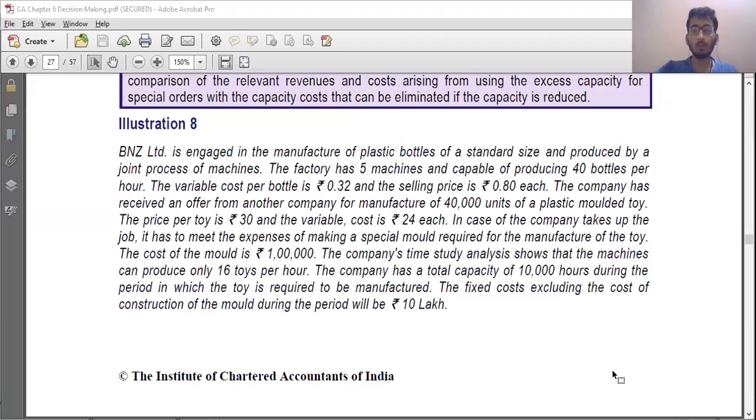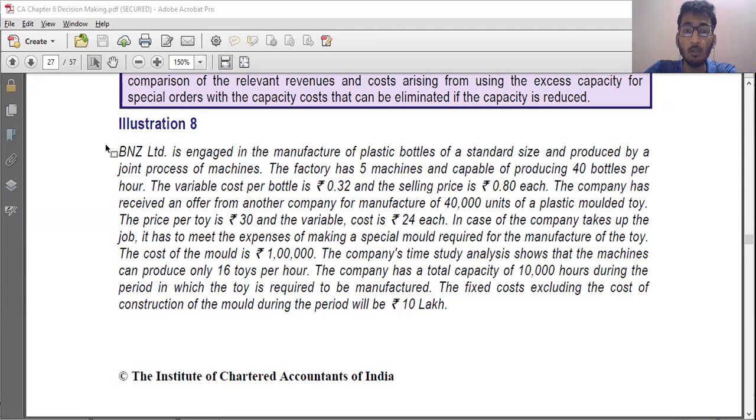Now there's one illustration in CMA material as well. So let's see that question. Now this question is really good. Okay. So BNZ Limited is engaged in manufacturing plastic bottles of a standard size, produced by the joint process of machine. The factory has a total of 5 machines and is capable of producing 40 bottles per hour. The variable cost per bottle is 32 paisa and the selling price is 80 paisa each. Okay, so this is given to us.